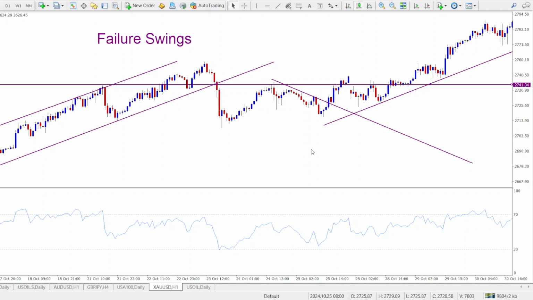So to wrap it up, failure swings are a key pattern every forex trader should understand. They can give you a heads up on trend reversals and help you avoid getting stuck in losing positions. By learning how to spot them, confirming them with other indicators, and incorporating them into your overall strategy, you can improve your trading precision.